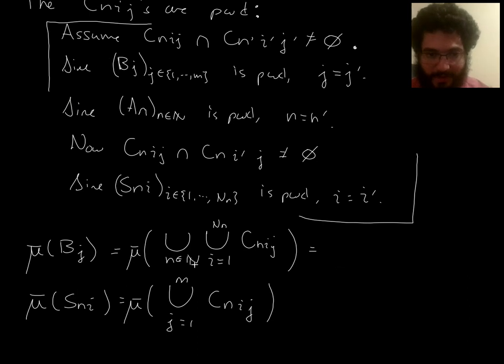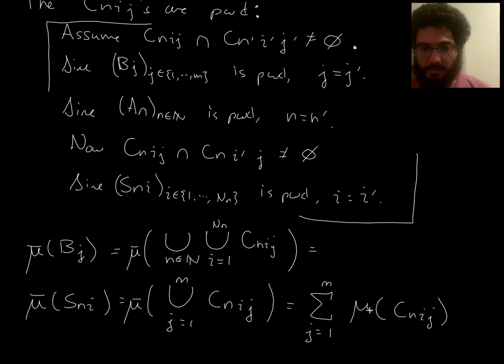Wait, hang on, this is not a finite union. Okay, let me do this one first. So this is the additivity of mu bar. And these are in S, right? So I can just write mu. The C's are in S, in the semi-algebra. So I can just write mu.